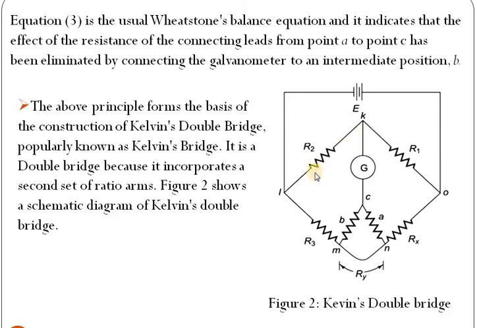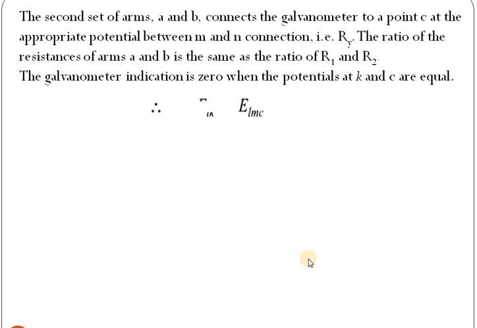So for the galvanometer to be balanced, the potential at R2 is E_LK, whereas the potential at R3 and the resistor Rb is E_LMC. So now we have the expression E_LK equals E_LMC. Here E_LK is equal to R2 by R1 plus R2 into E, by taking the voltage divider rule, and we consider this as expression 4.